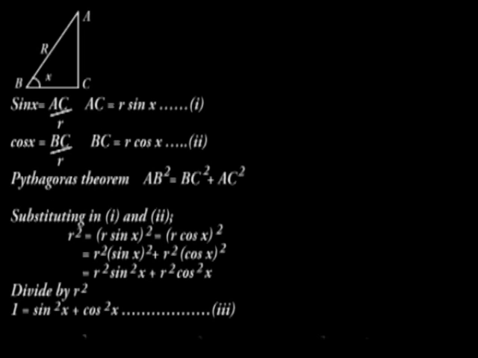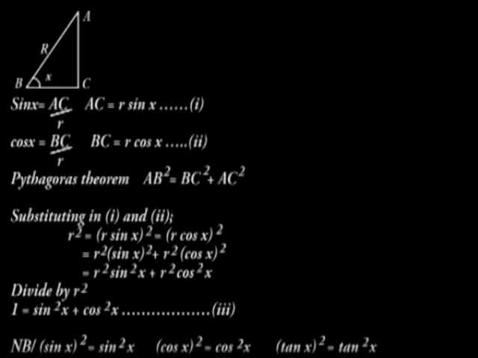If we divide both sides by R squared, we'll end up with 1 is equal to sin squared x plus cos squared x, equation 3. Note that sin x squared is equal to sin squared x, and similarly cos x squared is the same as cos squared x.